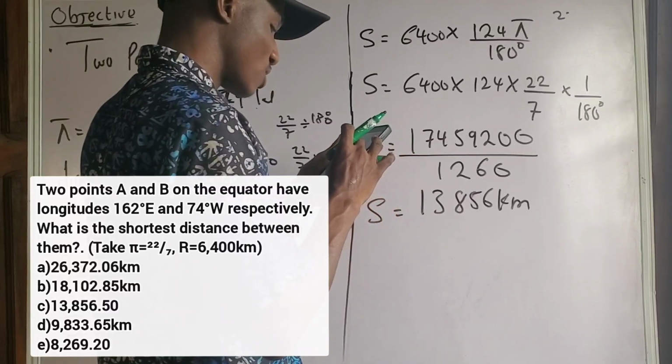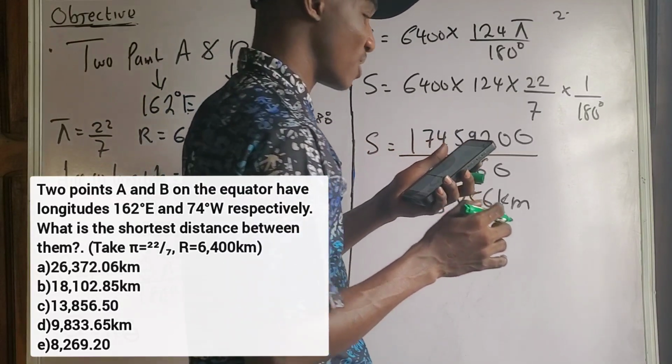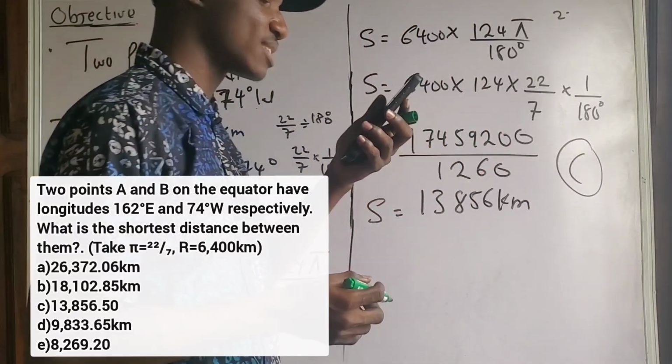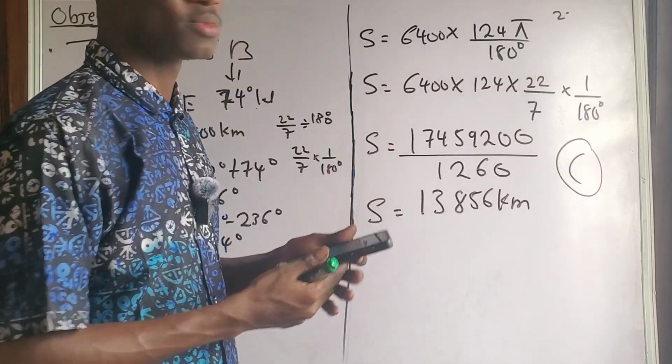Let us check the correct option. The correct option to that question is option C. Option C is close. We have decimal point, don't worry. Option C is the correct option. Okay, option C is 13,856.50 kilometers.